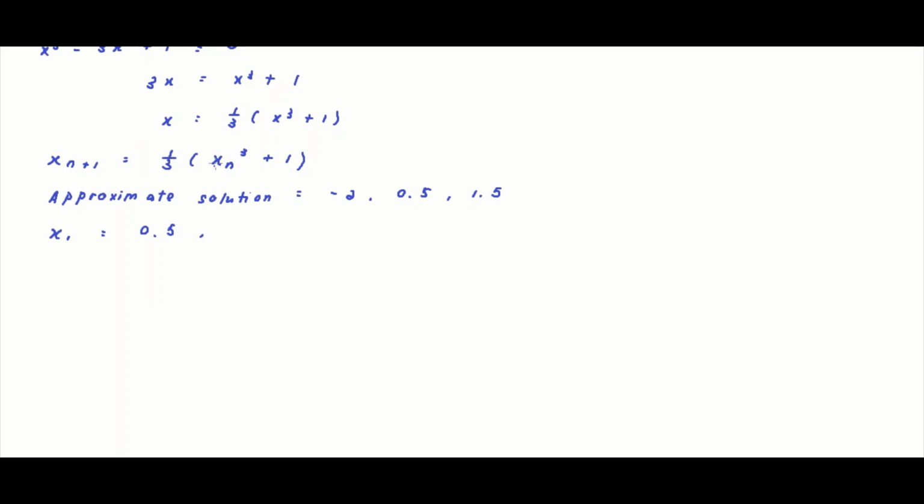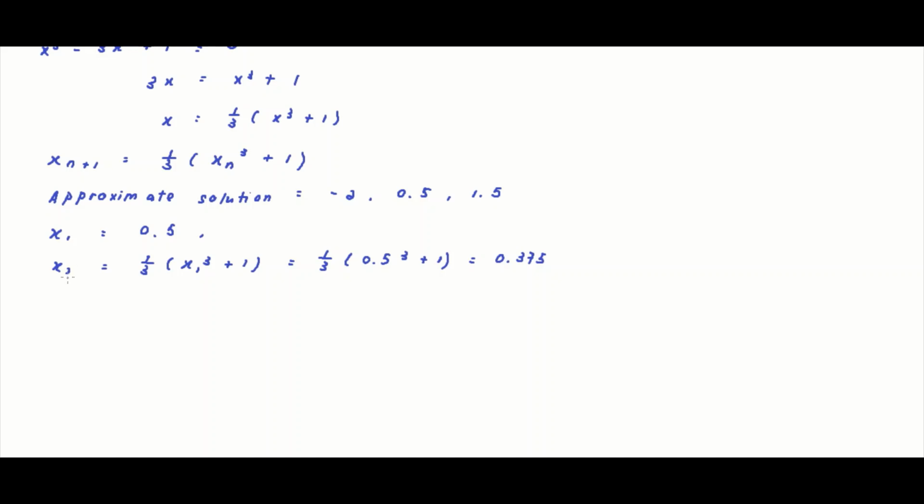You see, we have this iterative formula. If I have x1 equals 0.5, can I find x2? If n plus 1 equals 2, what is your n? Your n is 1, correct? So 1 over 3 times (x1 to the power of 3 plus 1). What exactly is x1? It is 0.5. So that's why it is 1 over 3 times (0.5 to the power of 3 plus 1). And this gives me the first value, which is 0.375 for x2.